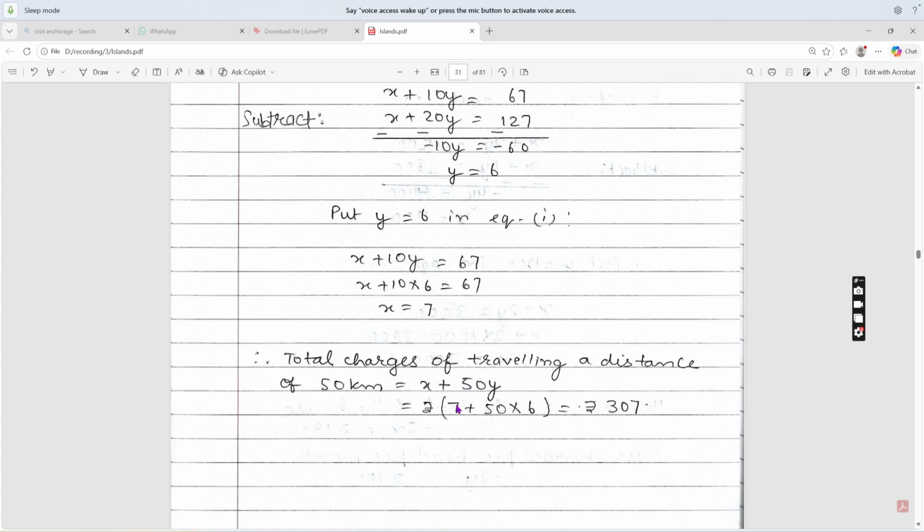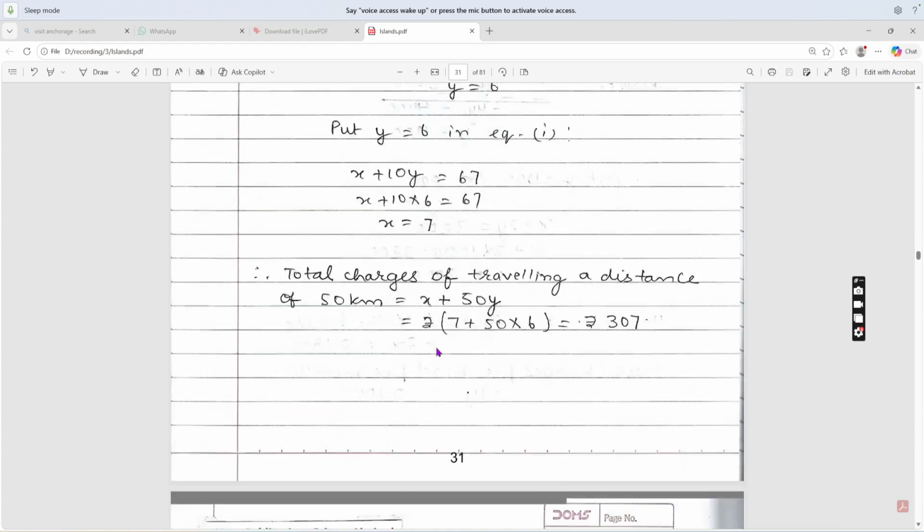So constant charge is rupees 7 and variable charge per kilometer is 6 rupees. And we have traveled 50 kilometers. So variable charges would be 300. Why? Because 50 into 6 is 300, plus 7, which is the fixed charge. Total charges we as a customer, or we can say we as a passenger, have to pay is 307 rupees for a journey of 50 kilometers.